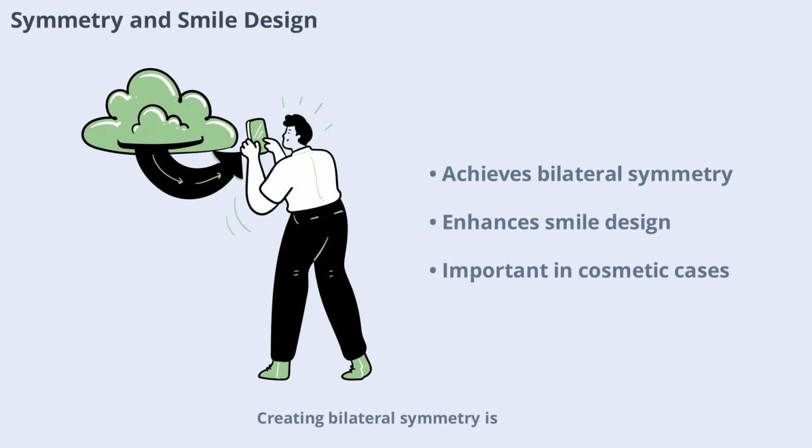Creating bilateral symmetry is another important indication for gingivectomy. By carefully excising and reshaping the gum tissue, clinicians can achieve a more harmonious and attractive smile. This is particularly important in cosmetic dentistry, where even minor asymmetries can affect the overall appearance.